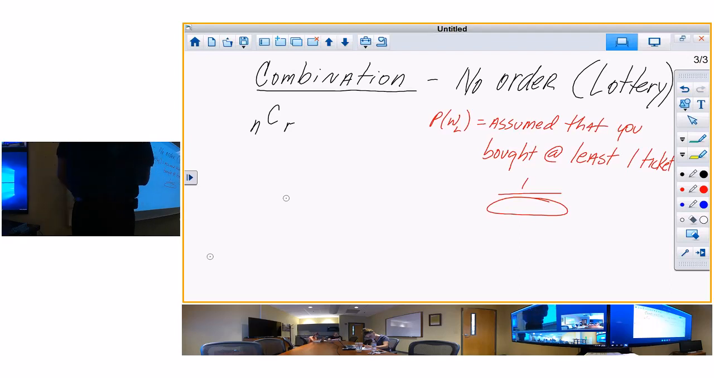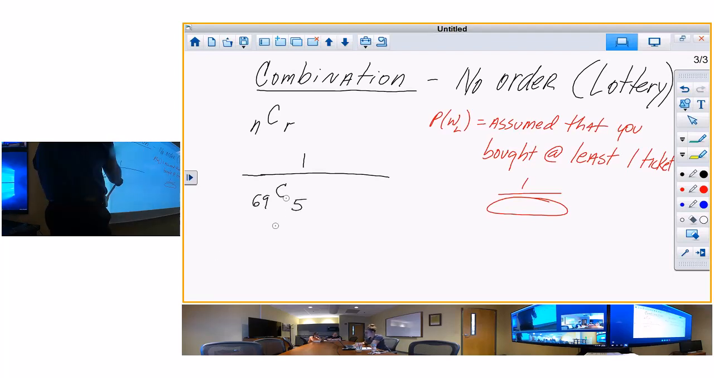So, you're going to take the denominator. You bought a ticket, and what was the first number? How many balls were there? Five. So what's bigger, 69 or 5? The 69. Combination 5, that means you've got 69 numbers on 5 balls.